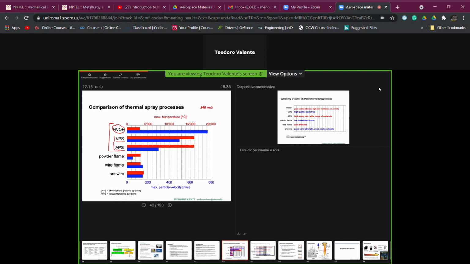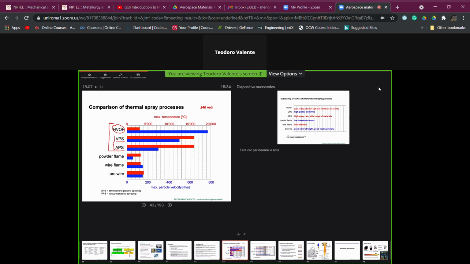Well, if we have a look again at this diagram, you see that the red column is going to represent the maximum temperature which can be reached, not by the material, but by the gas or by the heat energy source, let me say in general in this way, whilst the blue color is going to define the maximum particle, that is powder, velocities which can be achieved for the best performing technology belonging to these three areas.